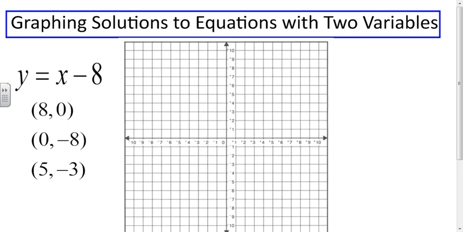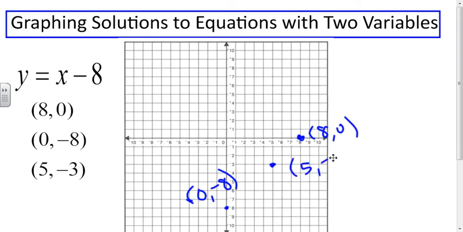So I'm just going to plot these on my coordinate plane here. So 8, 0 is right here. And then 0, negative 8 down here. And finally 5, negative 3 right here.